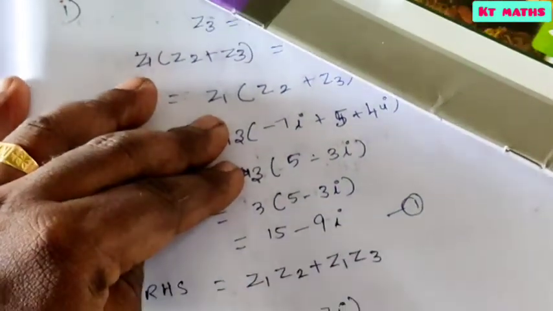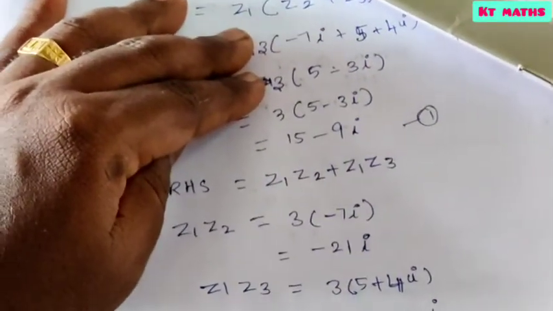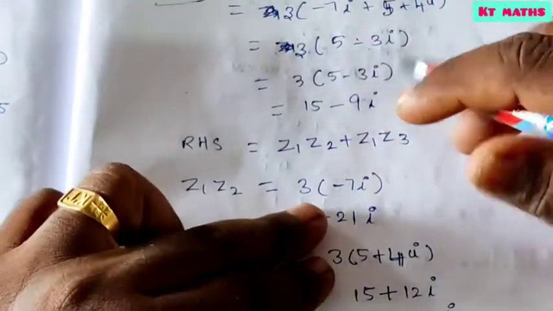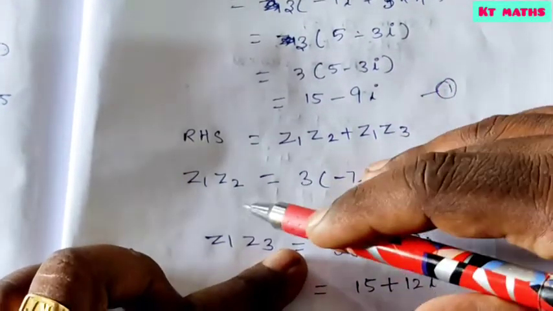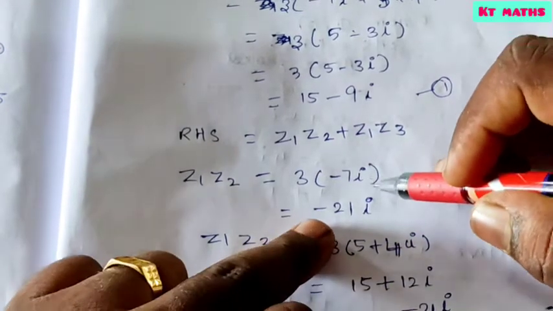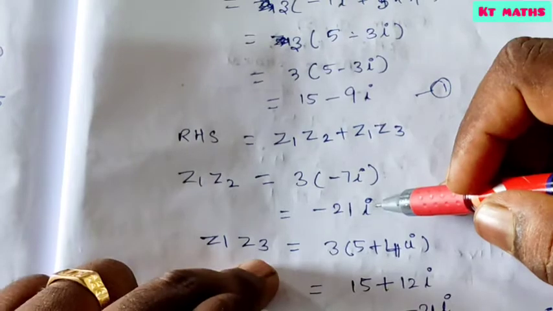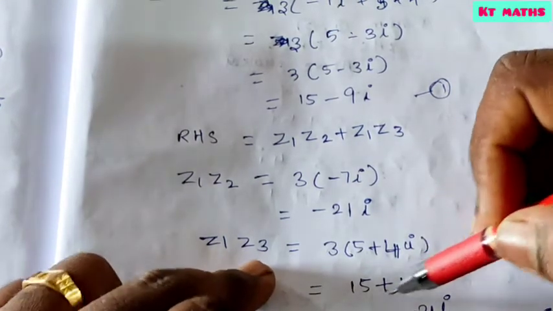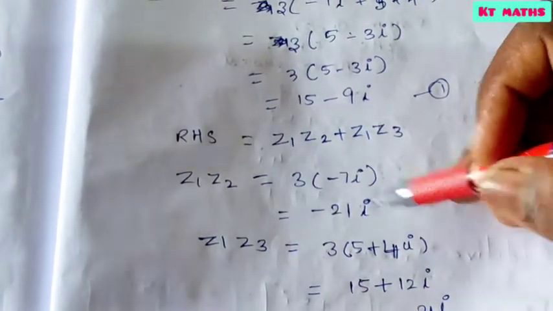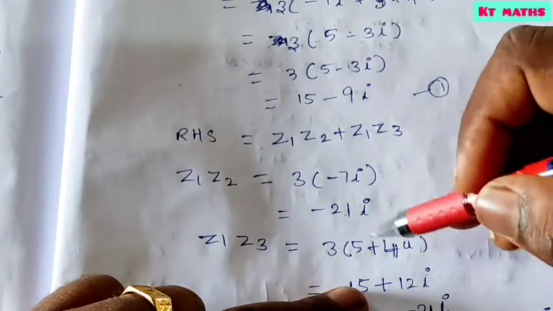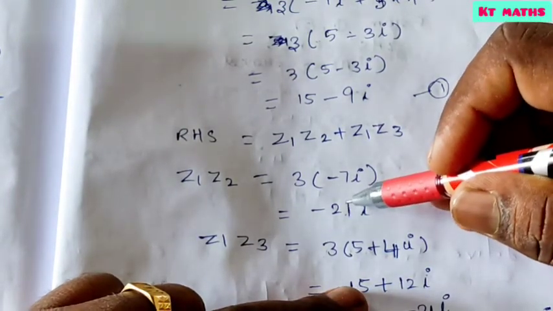Then the right hand side. What is the right hand side? z1 z2 plus z1 z3. We have to verify that we get this answer. So z1 into z2 is 3 into minus 7i, which is equal to minus 21i. z1 into z3 is 3 into (5 plus 4i), which is 15 plus 12i. If you add these two, 15 stays as it is, and 12 minus 21 gives minus 9i.